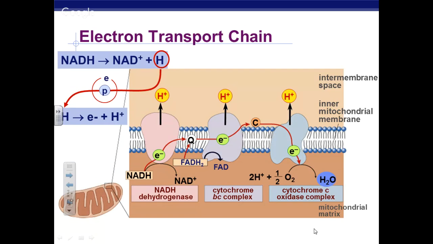So that's just the last complex. Yeah, this is complex 4 right here. The very bottom part of this, notice it's called cytochrome C oxidase complex. It has enzymatic activity down here to catalyze this reaction.